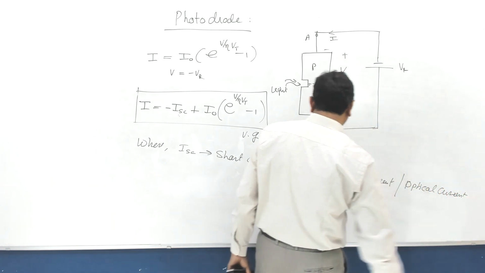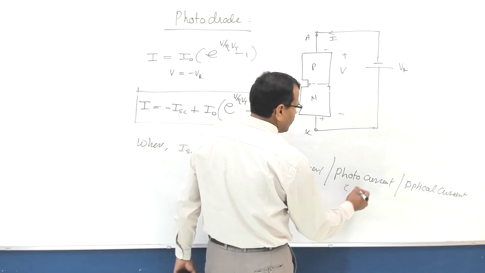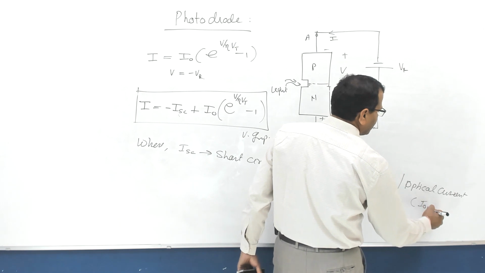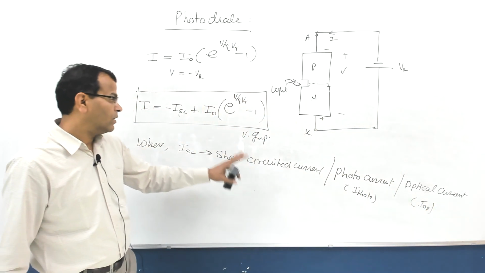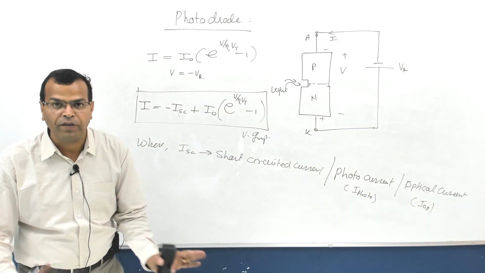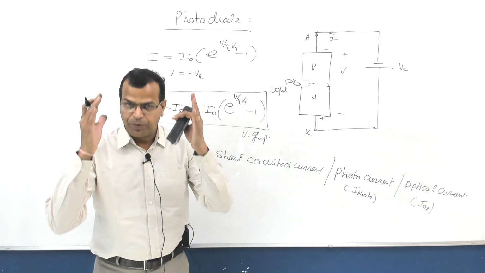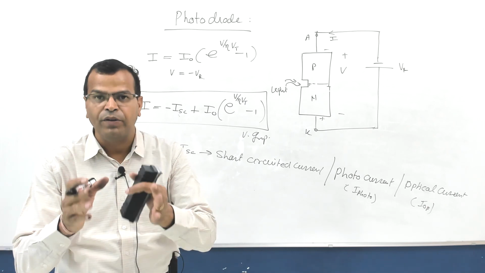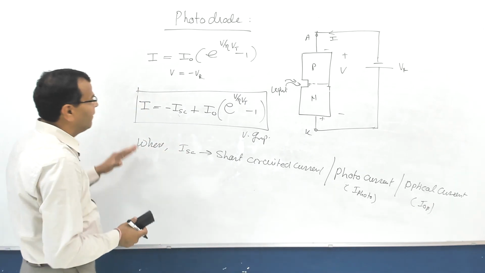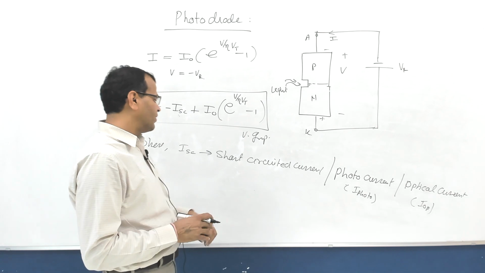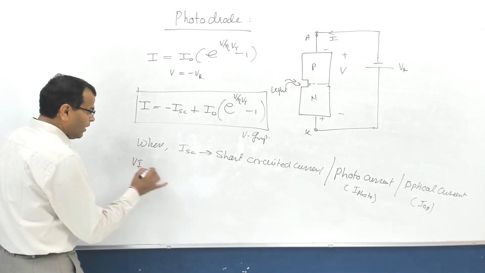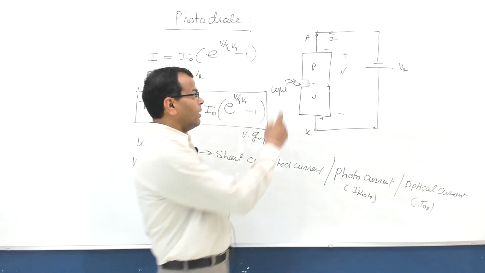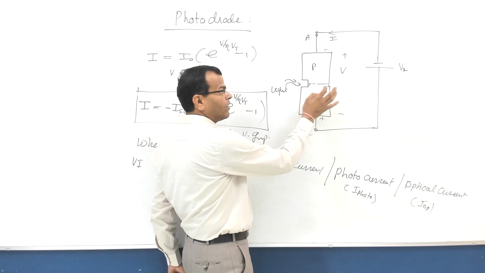It has three names. Symbolically, it is denoted by I photo, or by I optical in different books, but it is the same current. It is not different. Optical current, photocurrent, and short circuited current are the same thing in photodiodes. If you draw the VI characteristic of a photodiode, the short circuited current is what? Because of the jumping of holes, these holes here are minority carriers.